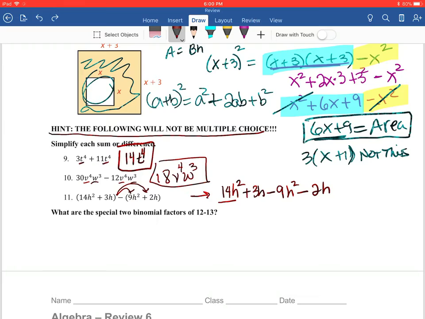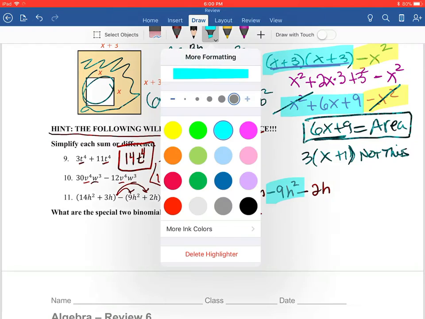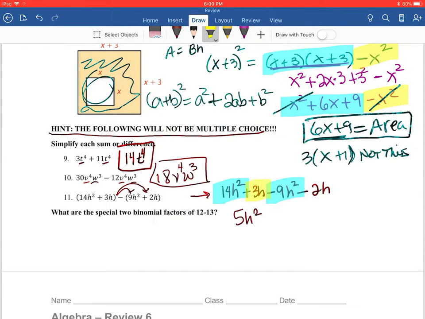Let me do a highlighter. I can combine 14h squared and -9h squared. So that's going to become 5h squared. And then I can combine 3h and -2h. So that's going to become positive h. Okay?